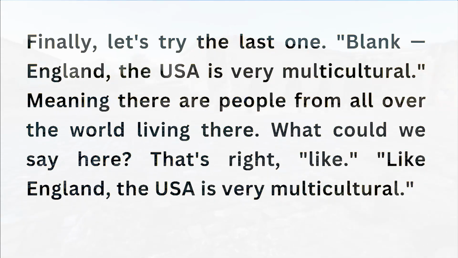Finally, let's try the last one. Blank England, the USA is very multicultural. Meaning there are people from all over the world living there. What could we say here? That's right, like. Like England, the USA is very multicultural.